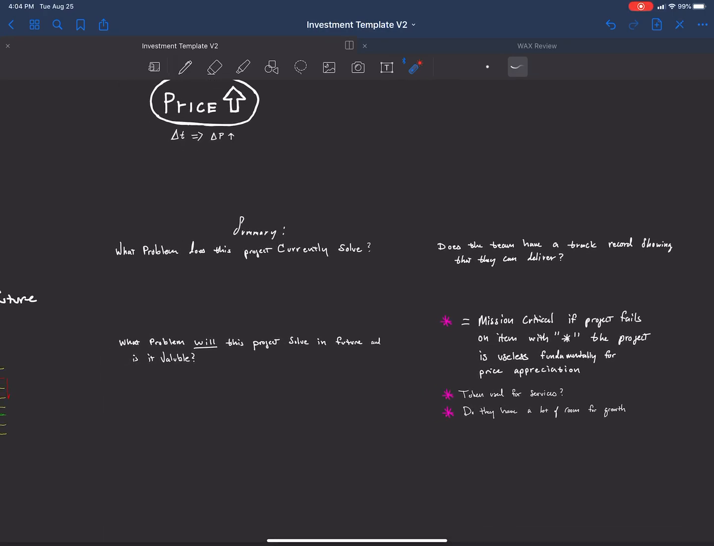So the first thing we do with each project is I go over a basic summary. What problem does the project currently solve? Because in order for a project to thrive, it has to solve a real world problem. And what problem will it? So this is what problem it currently solves, which is what it's actually making revenues from right now. It's currently live, not hypothetical, doing it right now. What will it solve is what it's aiming to do in the future.